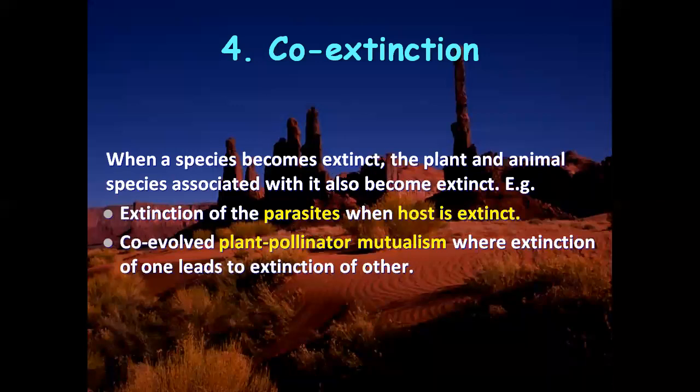Let's come to co-extinction. Before I go there, one of the best examples is of co-evolution, plant-pollinator mutualism. Before we go there, let's take a live example. Earlier I said our dodo bird is extinct, isn't it? That in Mauritius.